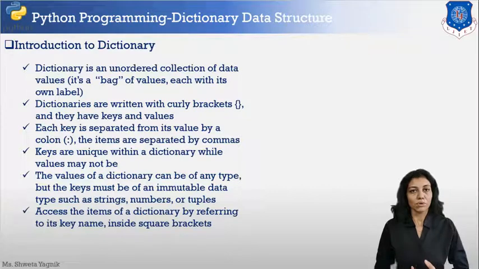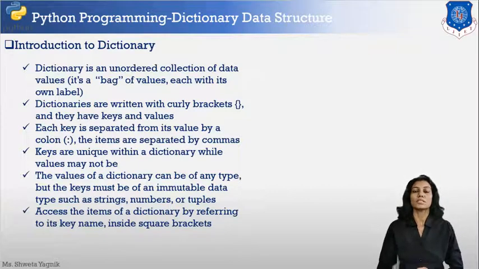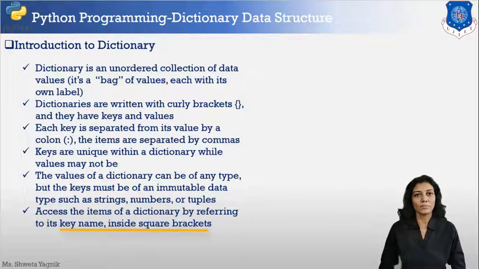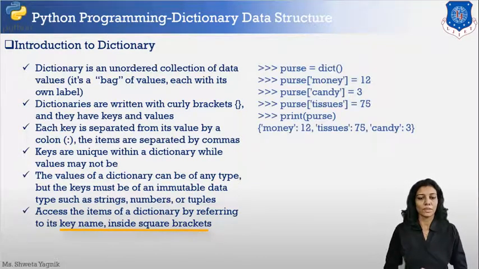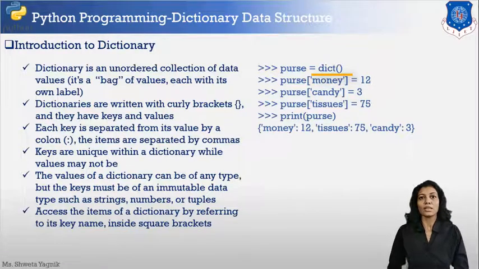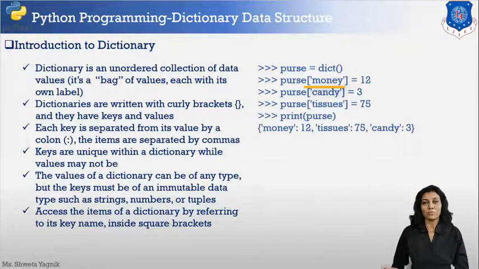To access an item of a dictionary, we will use the key inside square brackets. So in order to extract any item, we will use this notation. So here is an example of a dictionary. purse = dict() is used in order to create an empty dictionary. purse['money'] = 12, that means purse dictionary with key money is equal to 12. Then we have purse dictionary with candy items as 3 and tissues as 75.